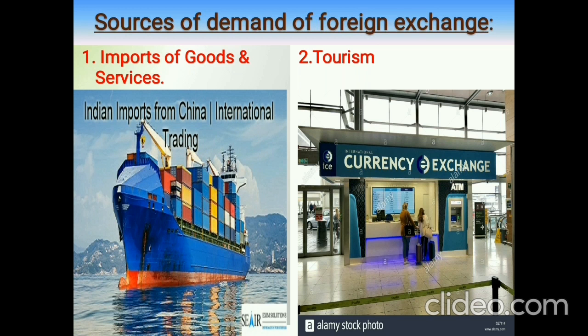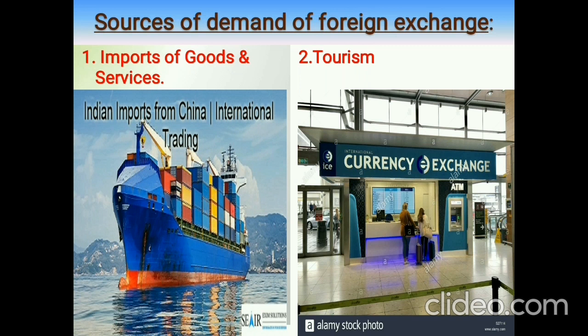So we require some foreign currency for importing goods and services. As we know, we are a big importer of crude oil in the world. We have to pay the bill of our imports in USD. Second, we require foreign exchange for tourism. If our citizens are visiting various countries of the world, they require foreign exchange for their visit or for their purchase of goods and services in the respective country. So these are the two sources.